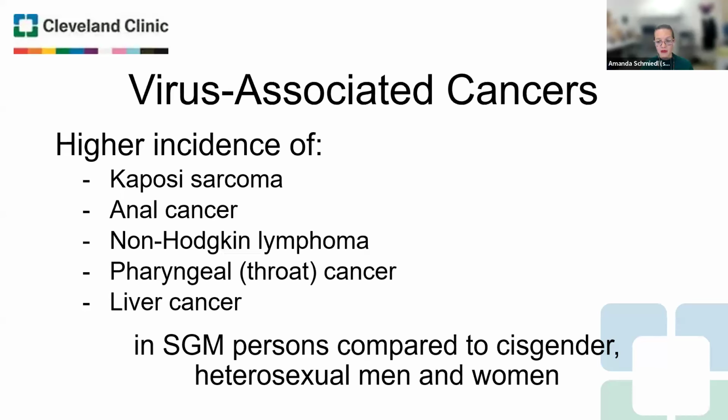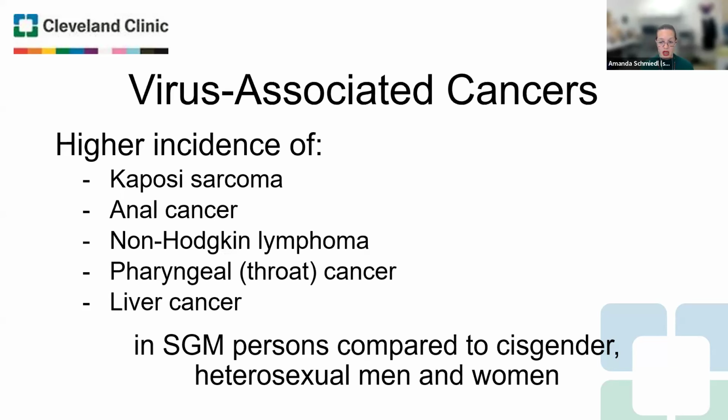Non-Hodgkin's lymphoma has been found to be HIV associated. Pharyngeal or throat cancer is known to be associated with HPV. HPV is also associated with cervical cancer in those assigned female at birth. And then liver cancer or bile duct cancer can be seen in those with hepatitis B or hepatitis C, in those with IV drug use.